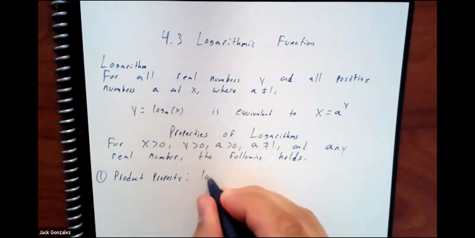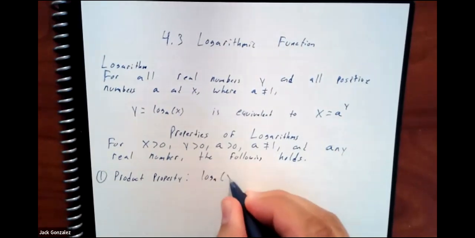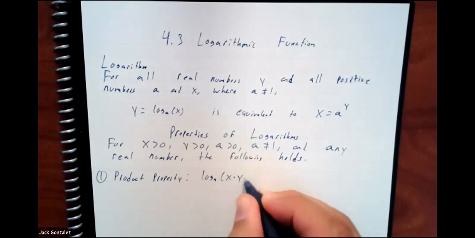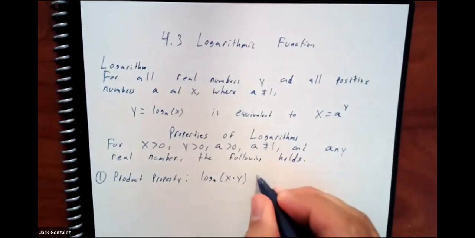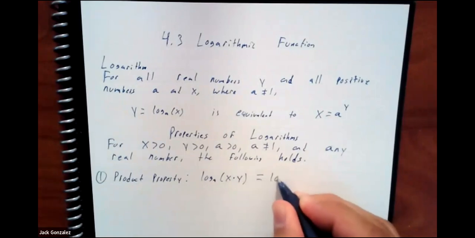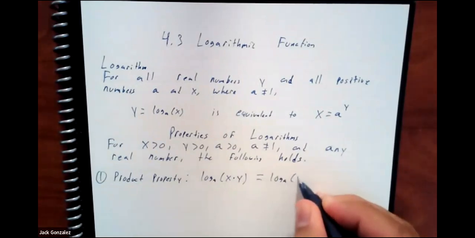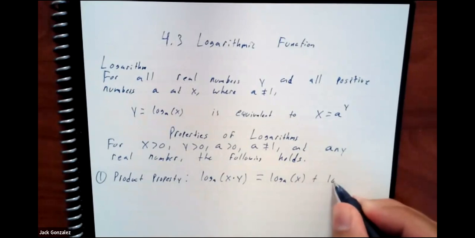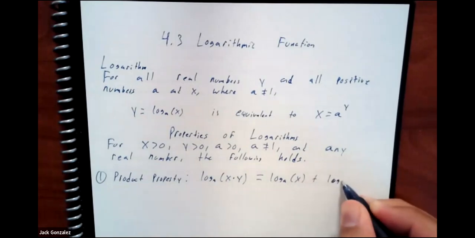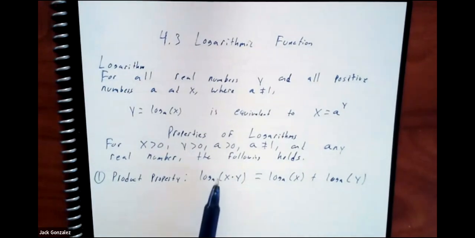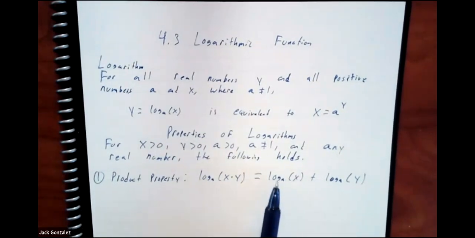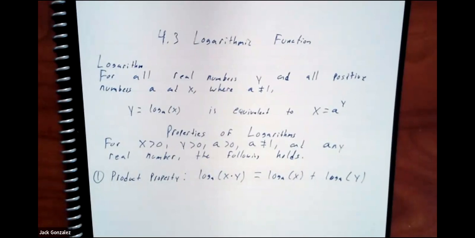Product property. If you have an argument that is a product, x times y or 2 times 5 or whatever, some sort of multiplication, you can separate them into addition. As long as with the same base though. The base doesn't change. So base A down here would be on both.